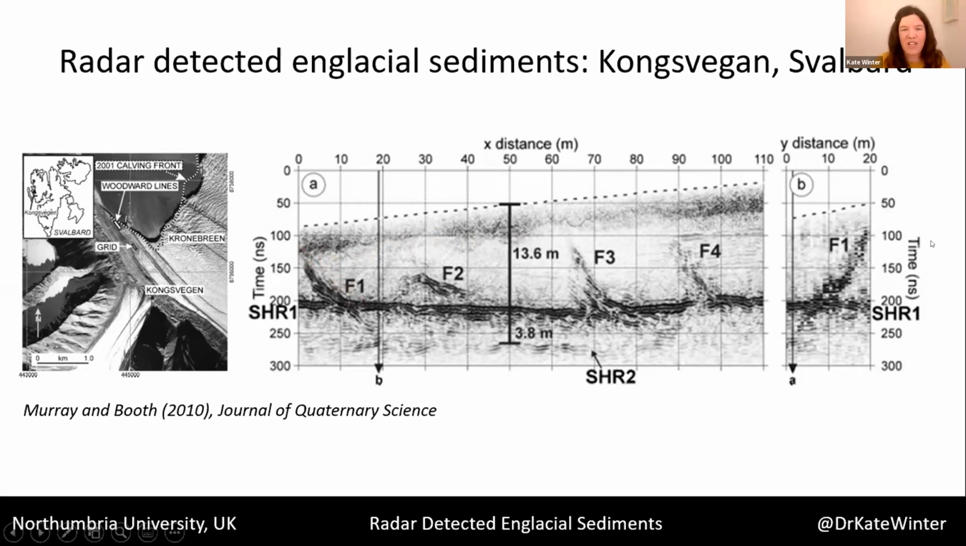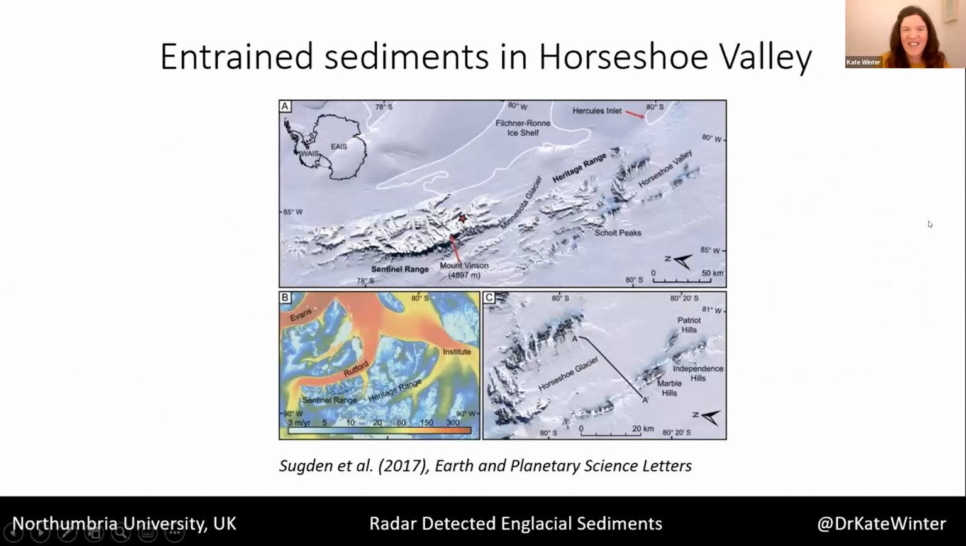So can we find examples like this elsewhere? Can we find them in Antarctica? Well, I wouldn't be here today if I didn't find some, would I? So we're looking at englacial sediments in Horseshoe Valley here. This is my field site for my PhD. I'm very fortunate to be able to go down here for my PhD, part of a NERC-funded project. So I'm looking at Horseshoe Valley, shaped like a horseshoe. We're in the Sentinel Range, and Mount Vinson is just here, the highest mountain in Antarctica.